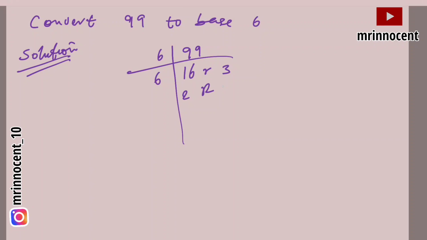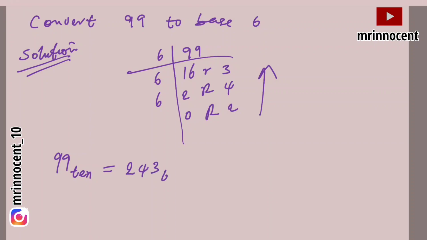Remainder 4. 6 into 2 is 0. Remainder 2. Take it from bottom to top. Have 99 base 10 is equal to 243 base 6.